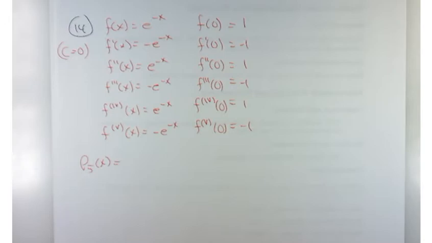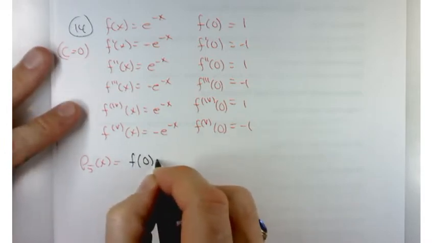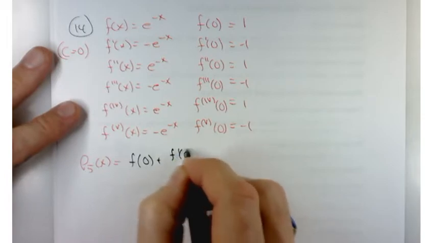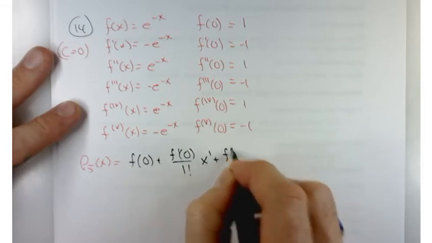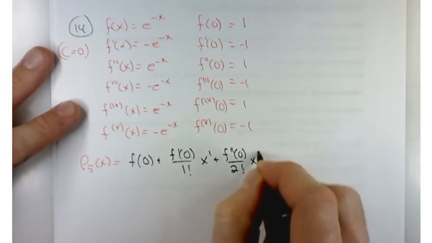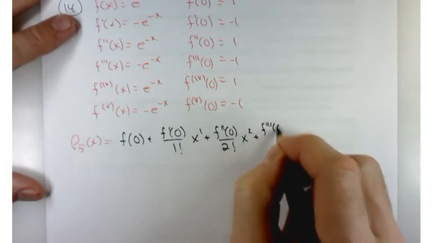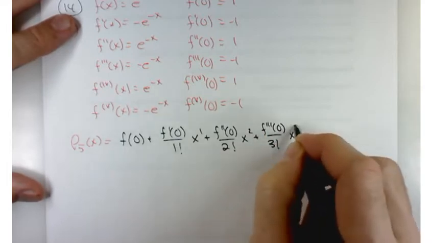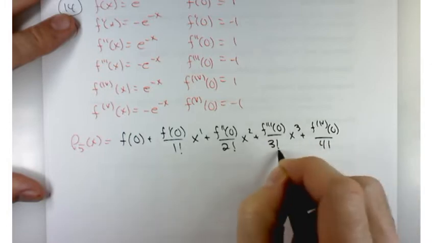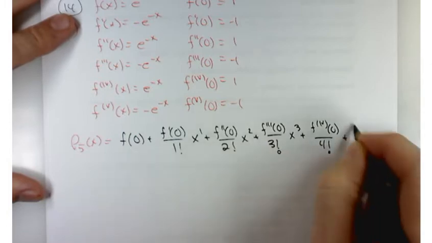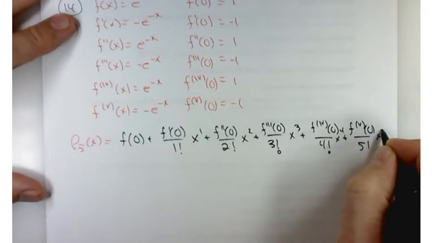Missing one of my implements of math instruction. So f of 0 plus f prime of 0 divided by 1 factorial times x to the first power plus f double prime of 0 over 2 factorial times x squared plus f triple prime of 0 over 3 factorial times x cubed, and 2 more. x to the 4th and x to the 5th.